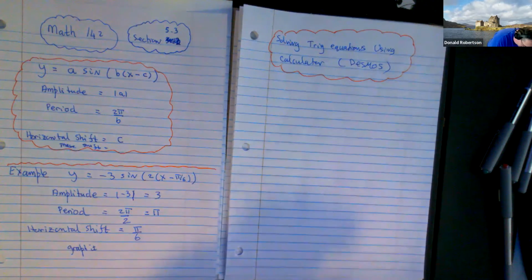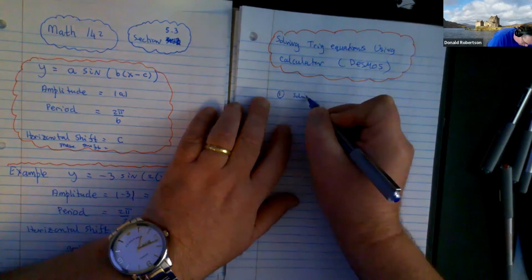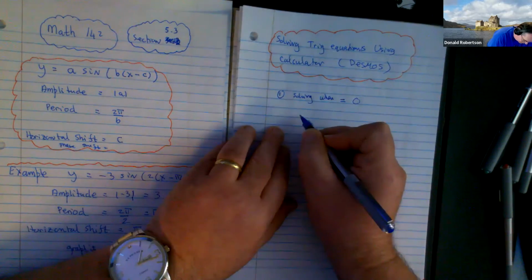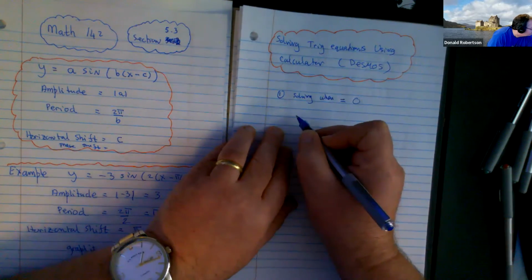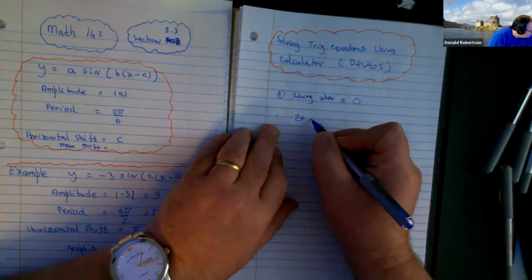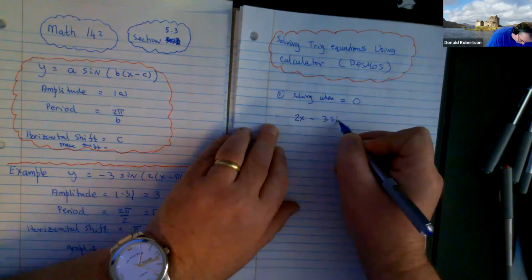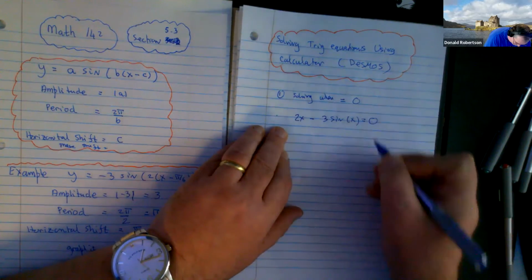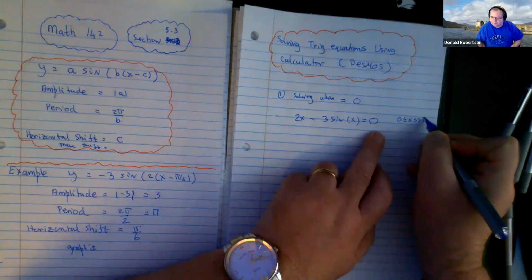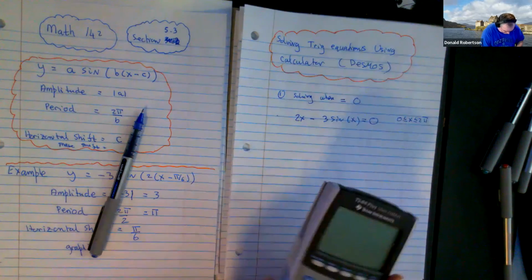So first kind we're going to do is solving when is it equal to 0. So let's do 2x, right? So we've got 2x, take away 3 times the sine of x. And we want to solve when is it 0. And x is only allowed to be between 0 and 2 pi. Okay. So on the calculator first, then we'll show you Desmos.